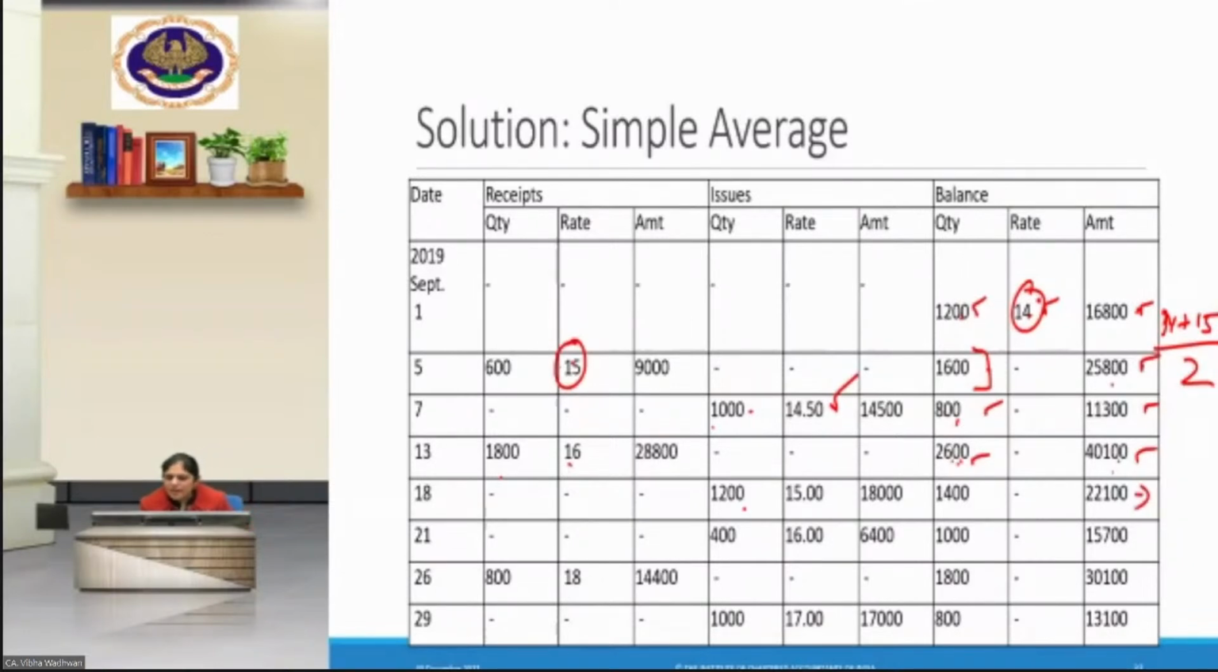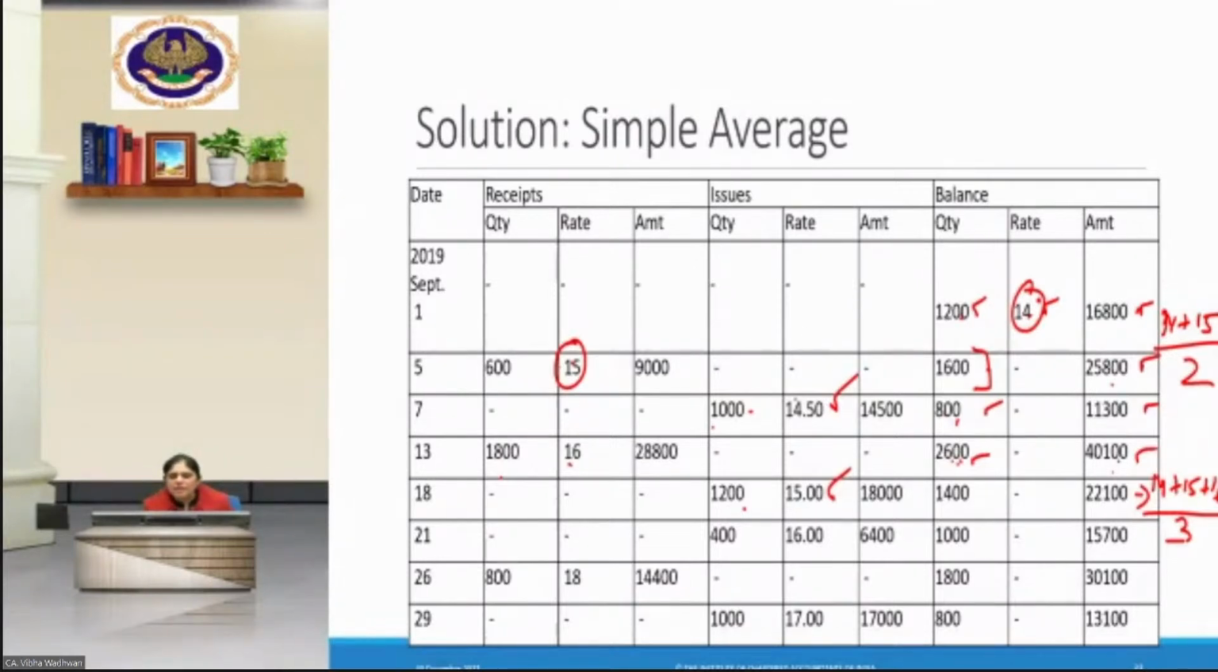How will you be calculating? 14 plus 15 plus 16. How many lots are we taking? 3. So the average of 3. The average comes out to 15: 14 plus 15 plus 16 divided by 3. We are taking the average of the lots which are available, which are not exhausted. Only 1,000 units were issued. That means no lot is exhausted.